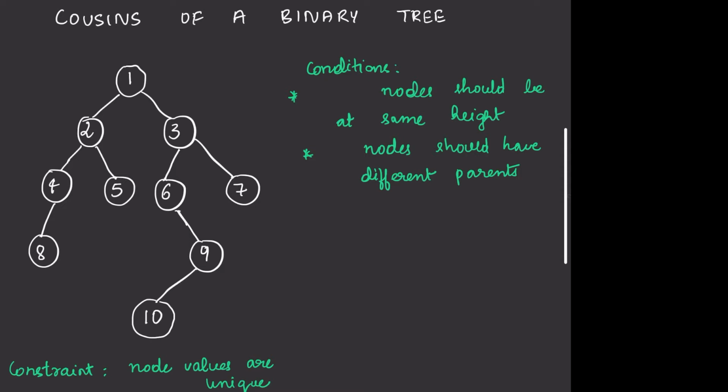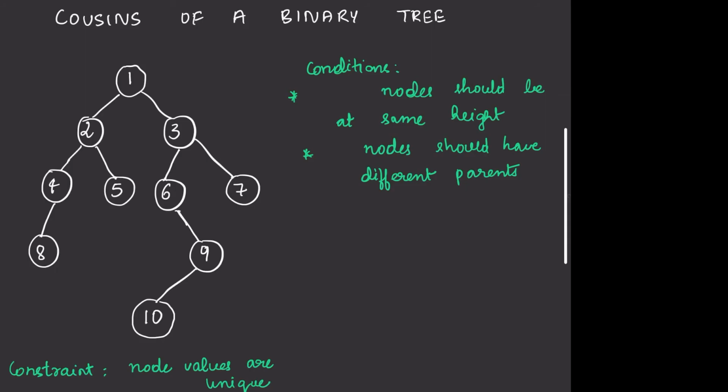Now we discuss the constraints. The constraint is the node values are always unique. So there will not be two nodes in the binary tree which have the same value. So keeping all this in mind, we are going to approach the problem.